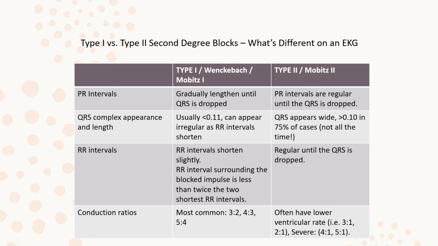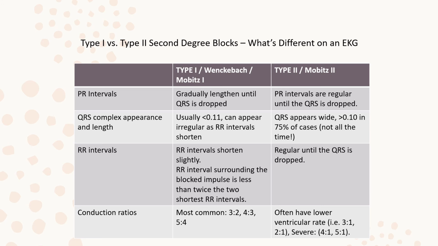In type 1 or Wenckebach, your QRS complex in appearance and length is typically less than 0.11, and it can appear irregular because the R to R intervals shorten. In type 2, the QRS typically appears wide in about 75% of the cases. Not all the time, however. Your R to R intervals in Wenckebach shorten slightly. In Mobitz type 2, they're regular until the QRS is dropped.